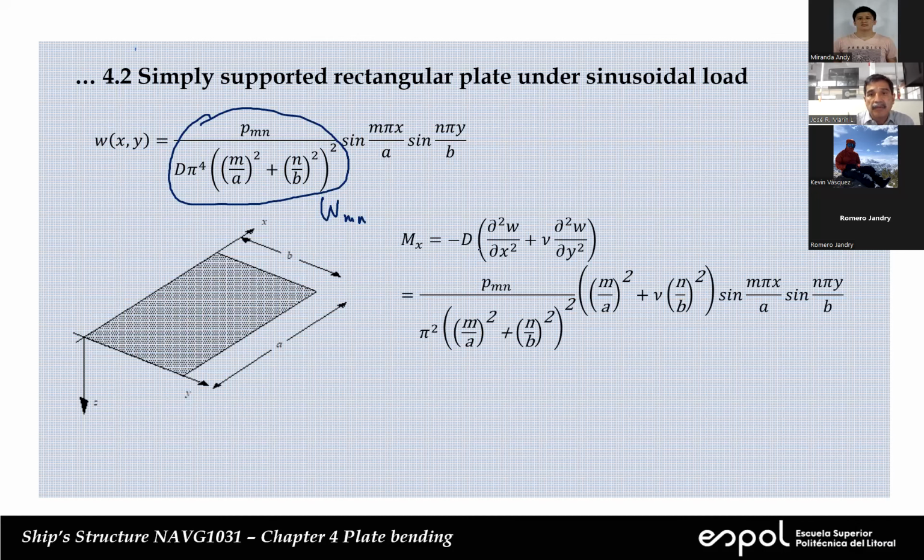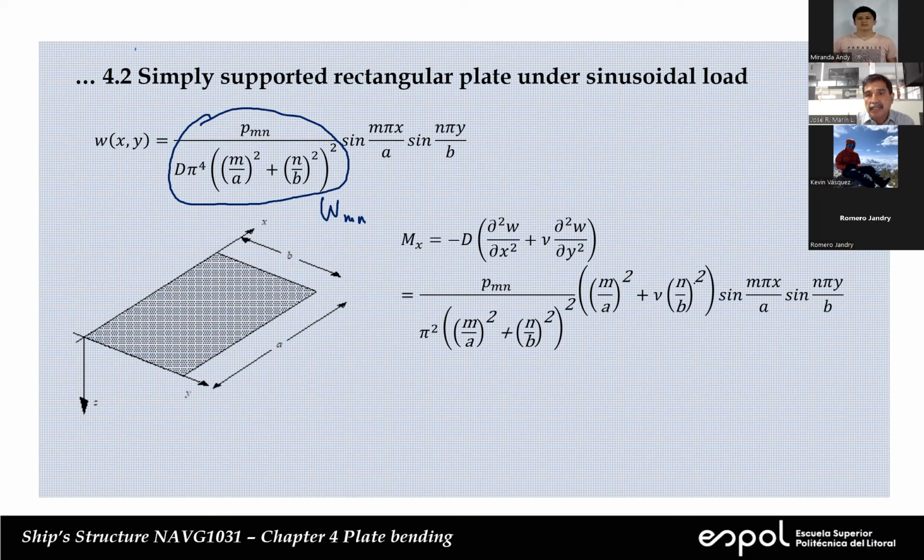like this, for example, for Mx. So we have the second derivative. Please don't forget this nu. And here I took a pi squared, and we cancel 2 with this. That's why I have pi squared down here. So this is the final expression, okay?